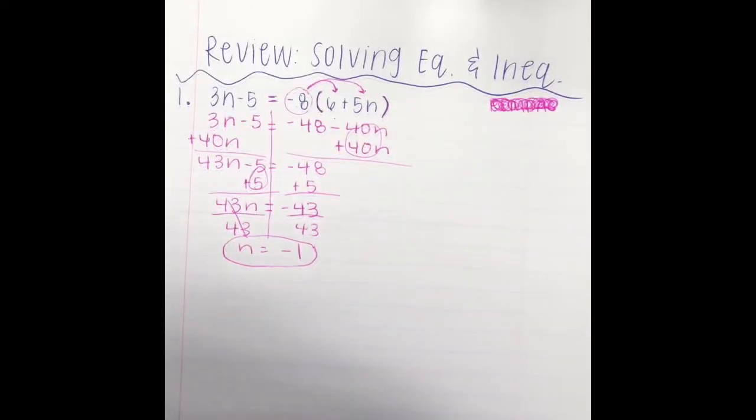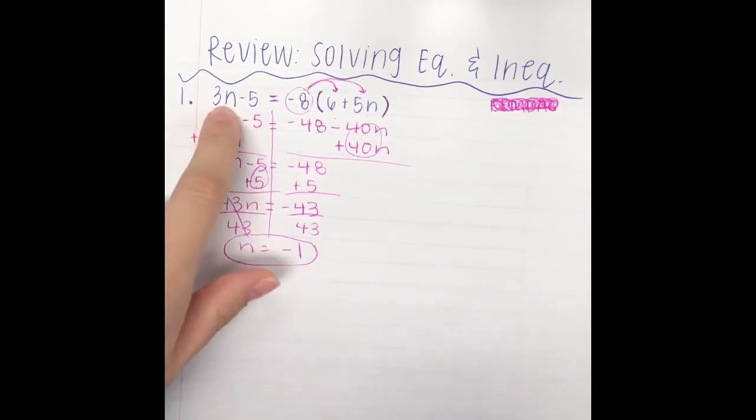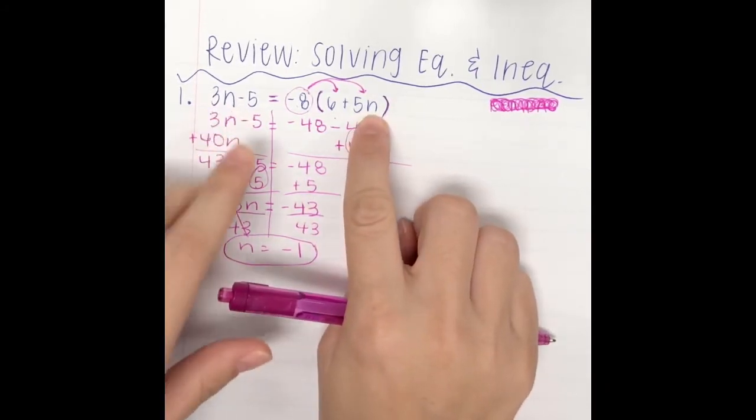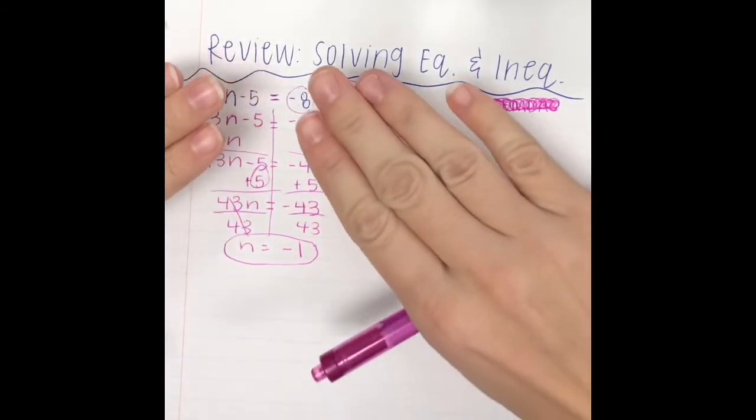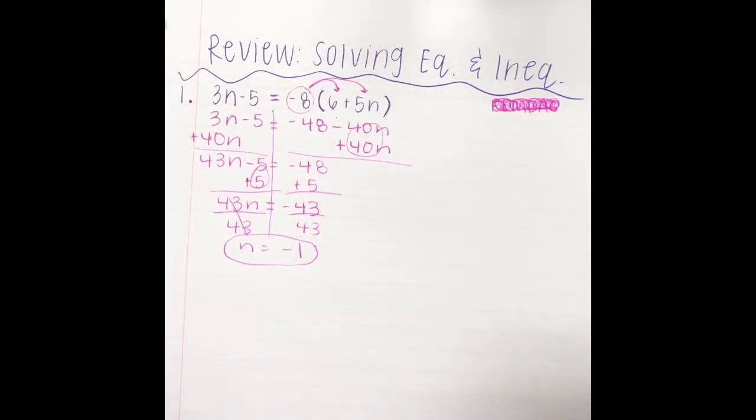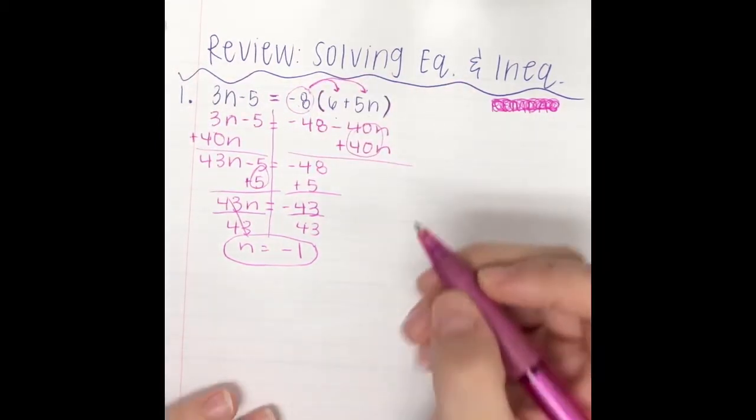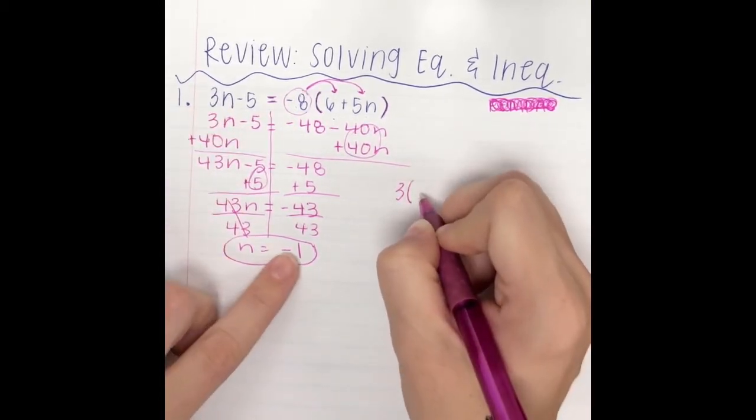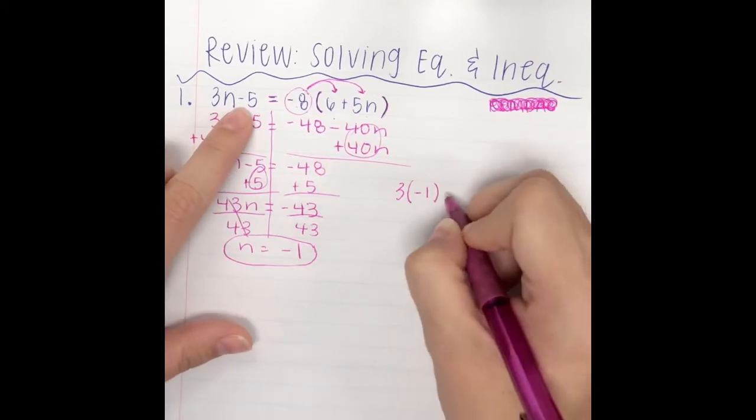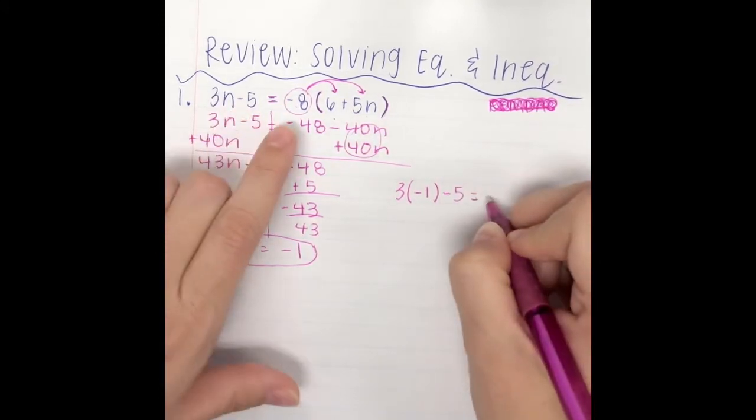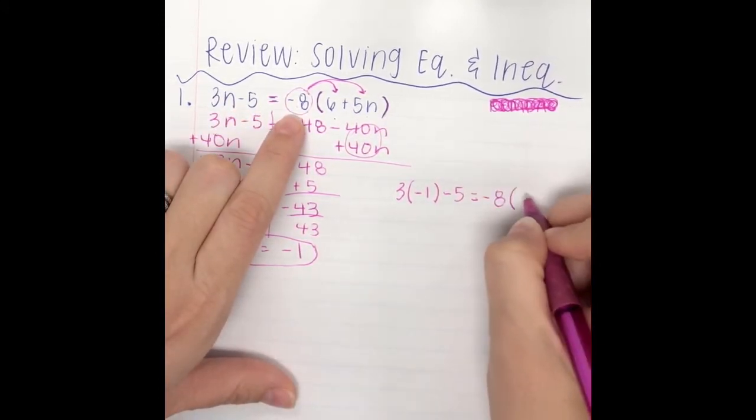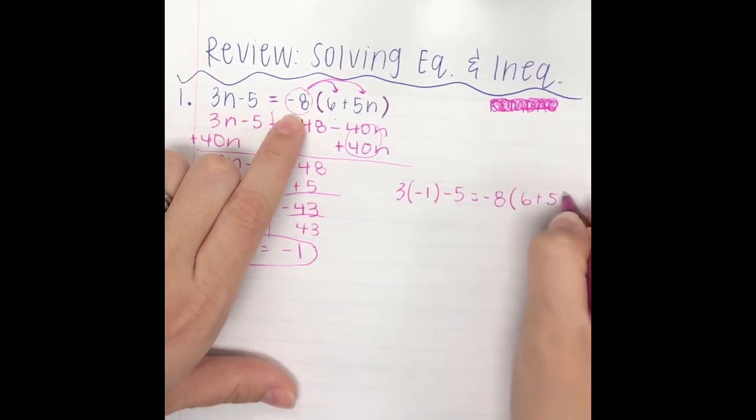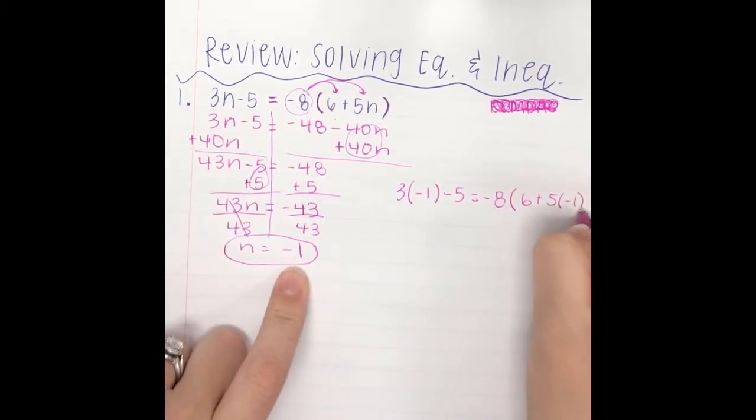Can I check that answer? Absolutely. So what this means when I say n equals negative 1, that is the value that I would need to plug in for both of these n's in order for this left side to be the same as this right side. Okay, so let's try it. I have 3, and then in parentheses I'm putting my n, which is negative 1, minus 5 equals a negative 8 times (6 plus 5 times negative 1).